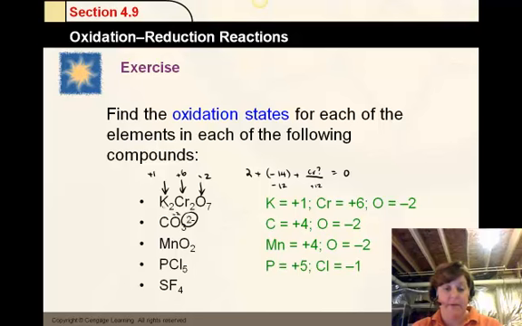to be a +5. Now, that's not the most common oxidation state for phosphorus. Phosphorus is usually a -3, but in this compound, of course, it's positive, and this is how we can figure out what it is. And in the last one, SF4, fluorine is always -1, so sulfur must be a +4 to balance it out, to have a charge of 0.